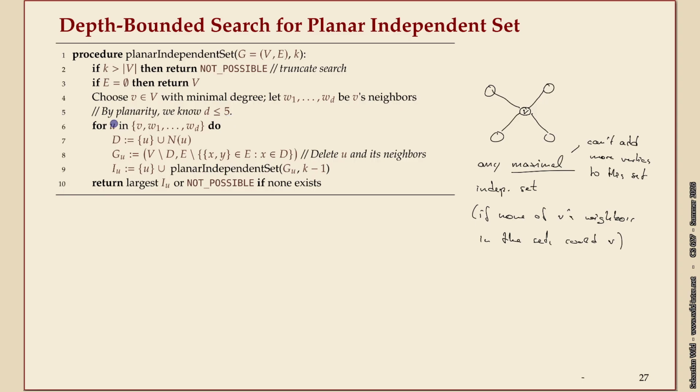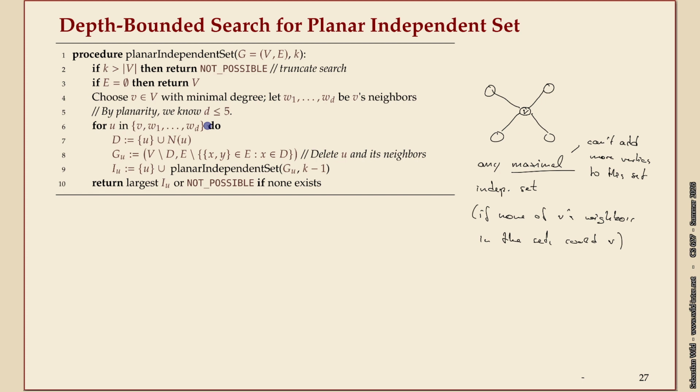And then for each of these vertices, we try including that vertex in the independent set and recurse. One of them has to succeed. Or, well, I should say, if anything succeeds, then a solution with one of them has to succeed.